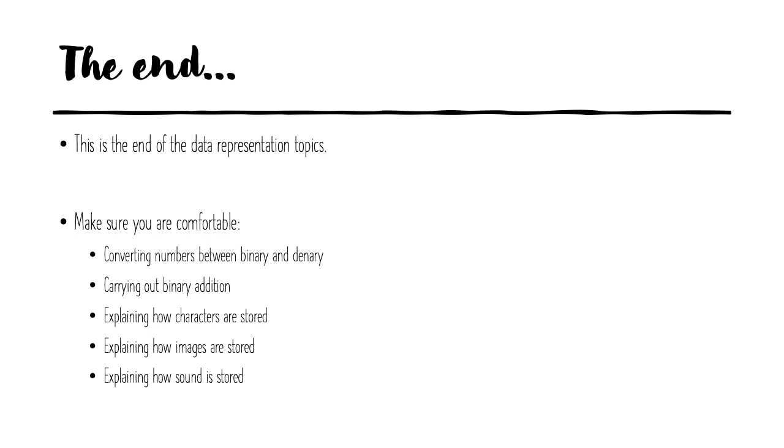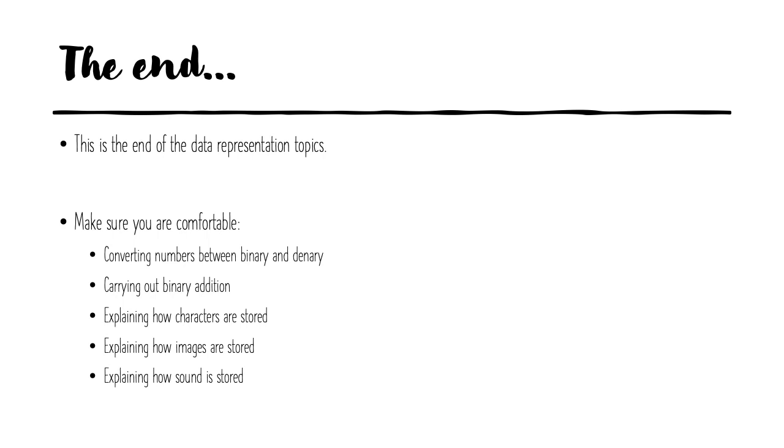So that's the end of the data representation topic. Hopefully now you should be comfortable at converting numbers between binary and denary, carrying out binary addition, explaining how characters are stored, explaining how images are stored, both bitmap and vector-based images, and explaining how sound is stored inside the computer. If you're still not completely certain about these topics, then the best bit of advice I can give you is to go back to the previous quizzes and the previous videos.